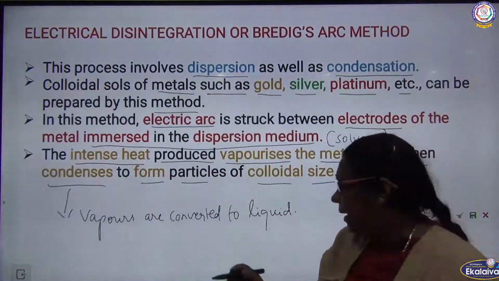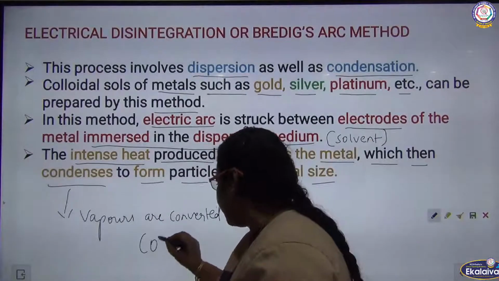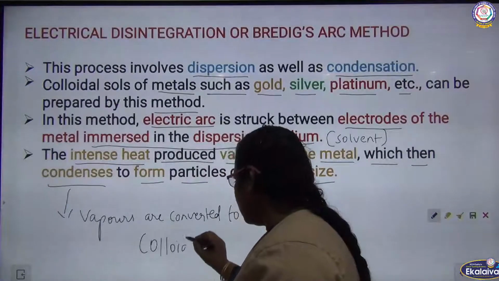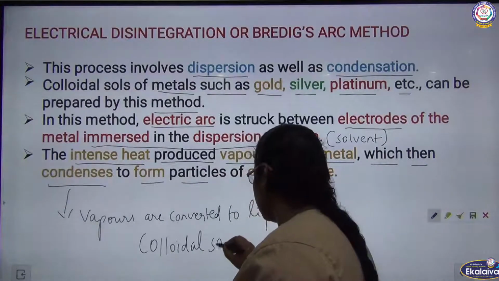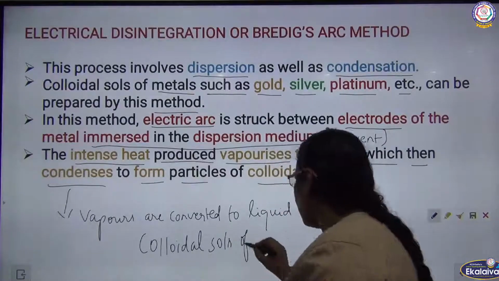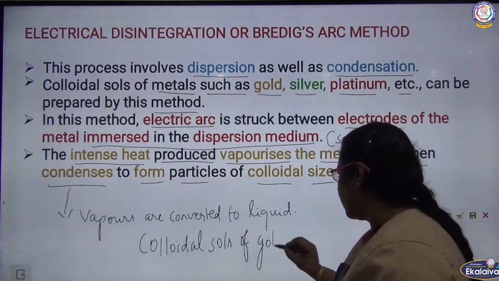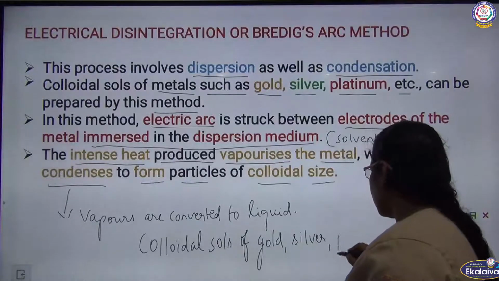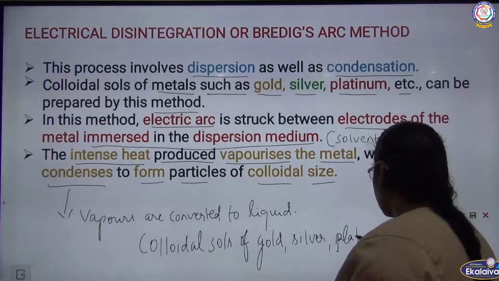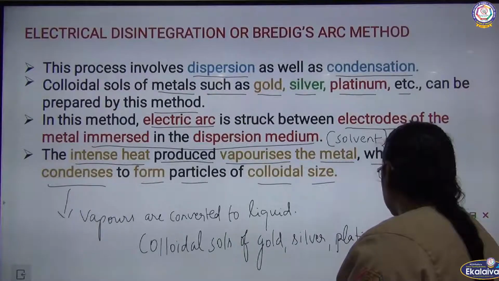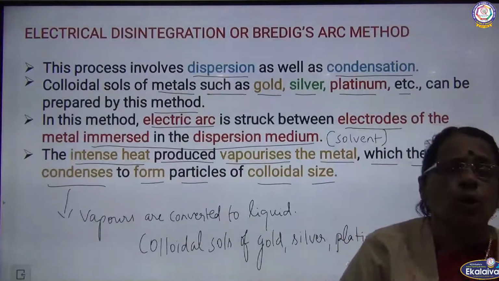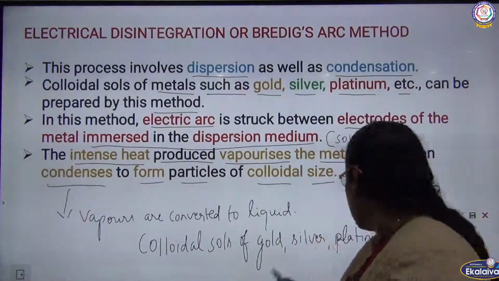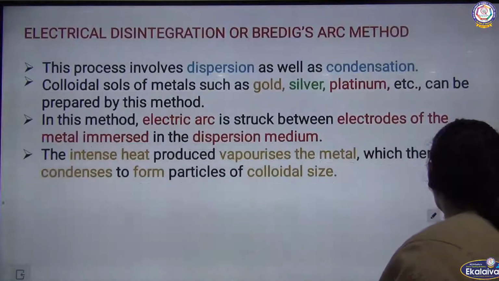So I can get colloidal solutions of gold, silver, platinum. I can prepare the colloidal solution of gold, silver and platinum by this method. So this is electrical disintegration.